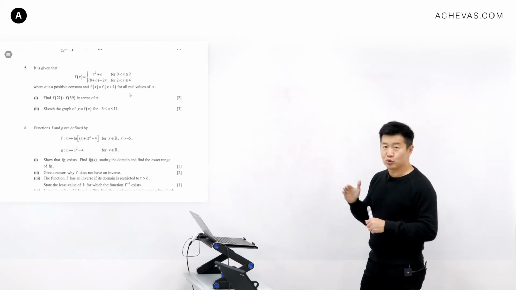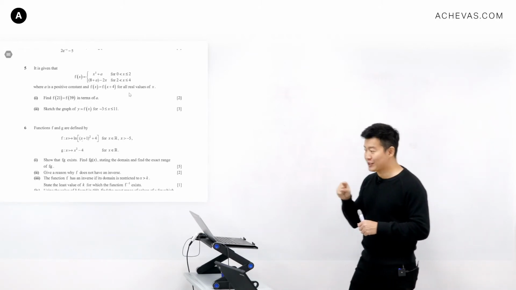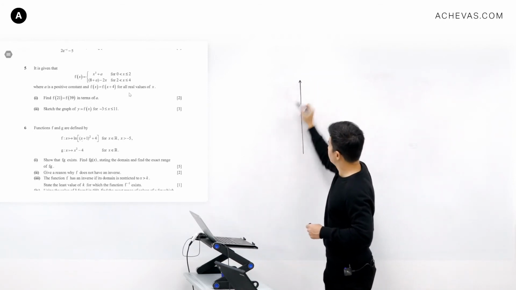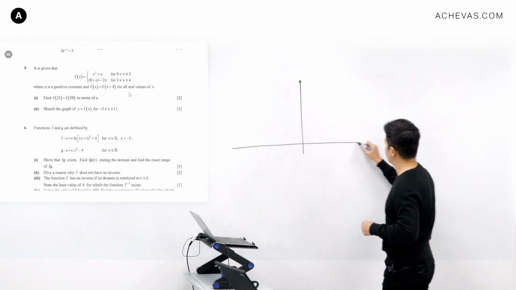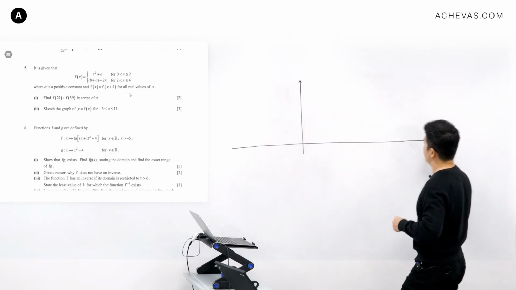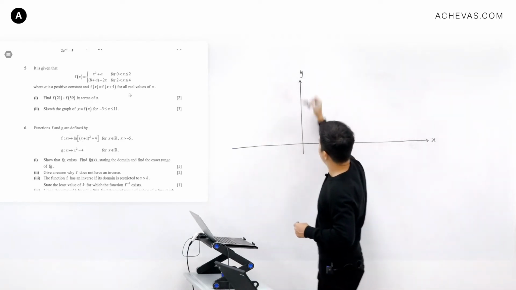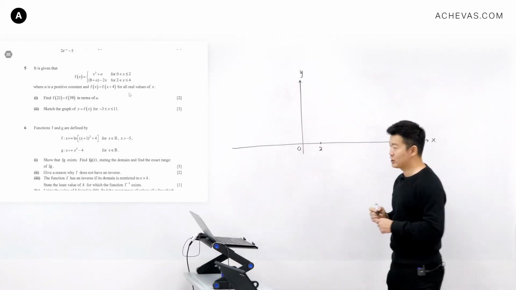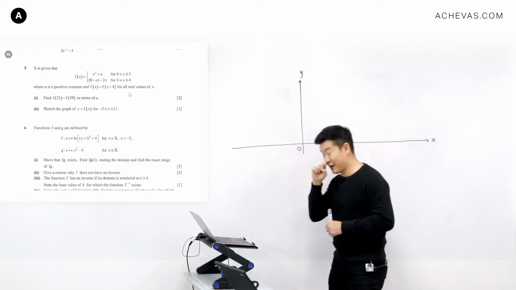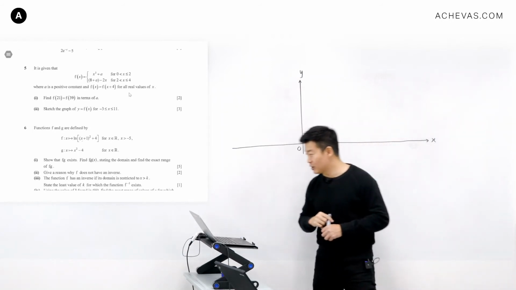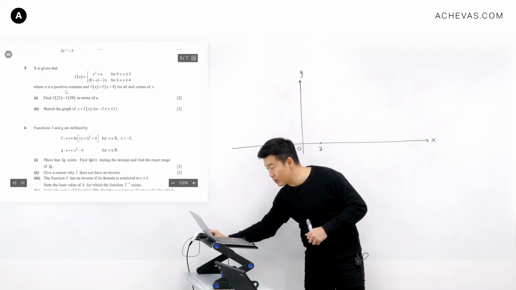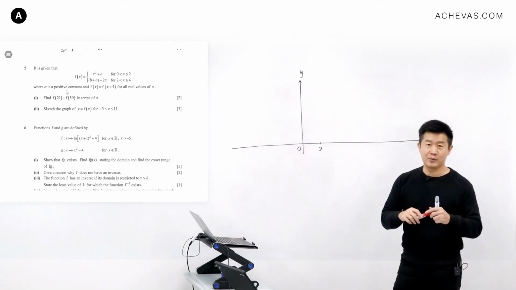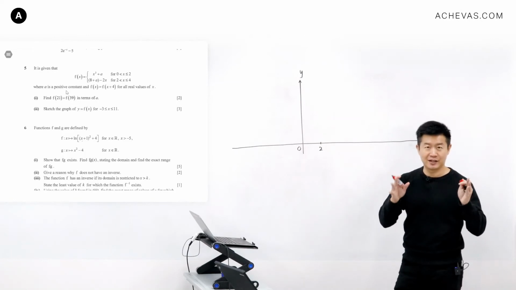So from 0 to 2, we are going to be sketching x squared plus 4. X-axis, y-axis. From 0 to 2, we are going to be sketching x squared plus, sorry, not x squared plus 4, x squared plus a. According to the question, a is a positive constant.